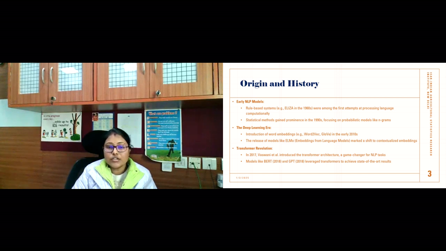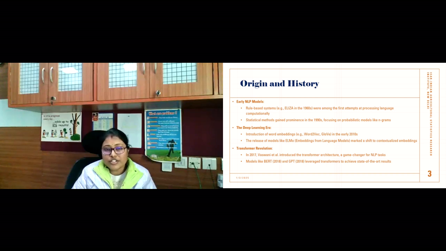So when this prediction problem, instead of serial processing, became parallel, that means it generates in parallel, that was the main game changer for natural language processing tasks. This happened after the year 2017, when Vaswani et al. first introduced the transformer architecture. We will discuss these kinds of architectures in detail later on.